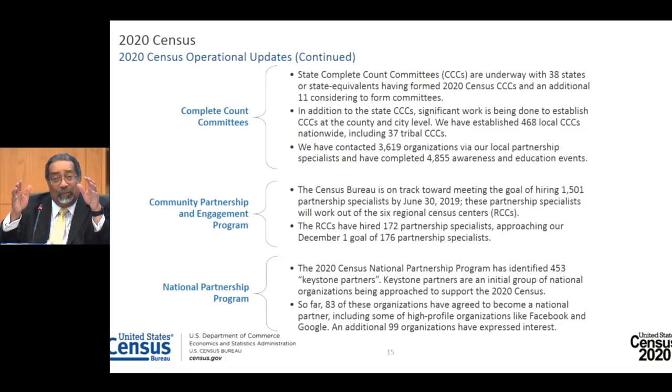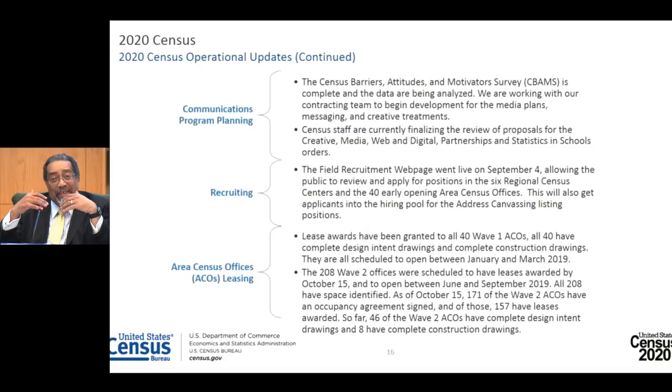Just to give you an overview, we have a Community Engagement Partnership Program, which is on the ground in the neighborhoods, in the regions, and we have a National Partnership Program, which works with large corporations and large entities that span across state borders, municipal borders, who can combine together with our Community Partnership Program to give us the most effective coverage and most effective reach.